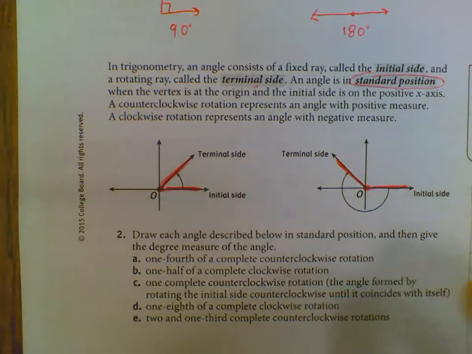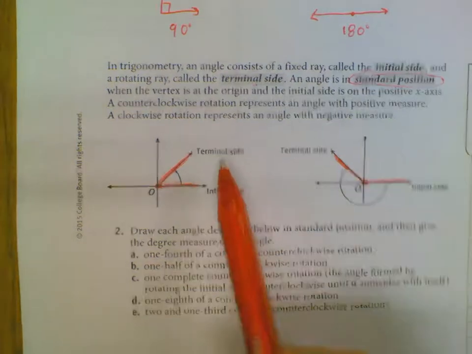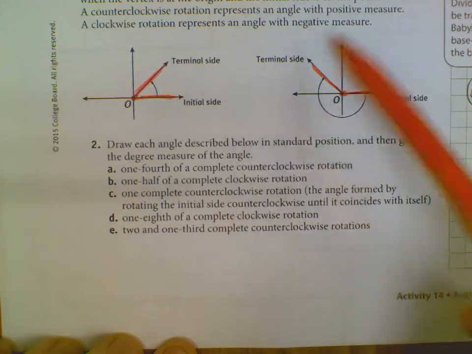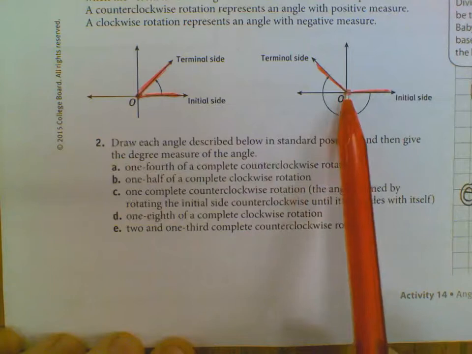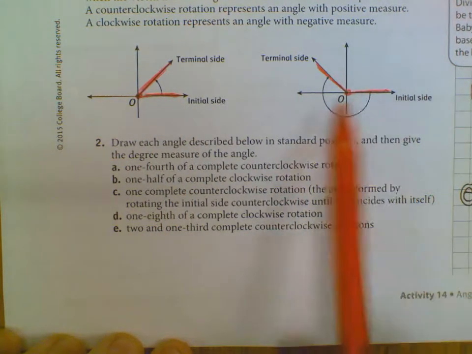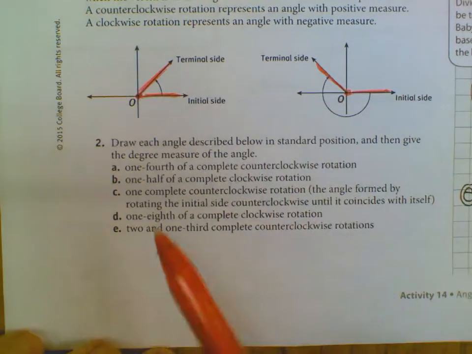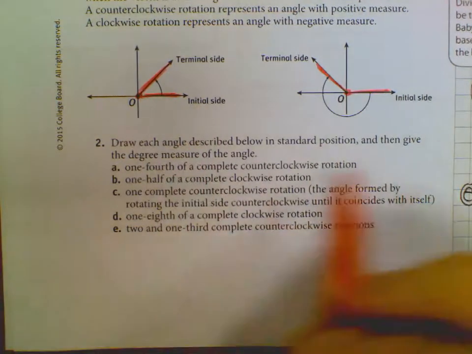And spoiler alert, it's called coterminal when that happens, but we'll get to that in a minute. First, I want us to go ahead and draw these descriptions of angles in standard position. So what's that mean? Corner on the origin, start it with one of its sides on the positive x-axis, and then who knows where you put the other one. Based on where we put it, though, we're going to talk about the angle measures for it. So, draw them, and then give the degrees.